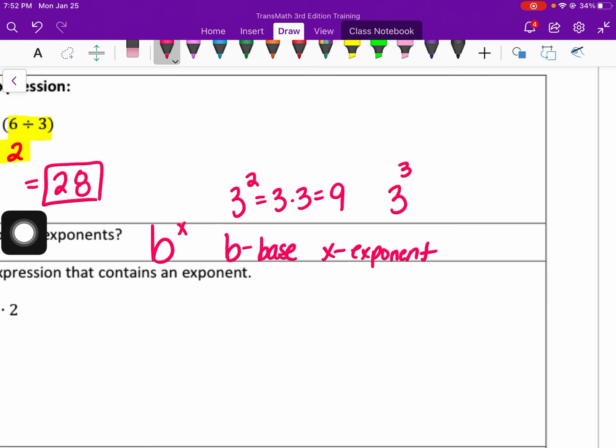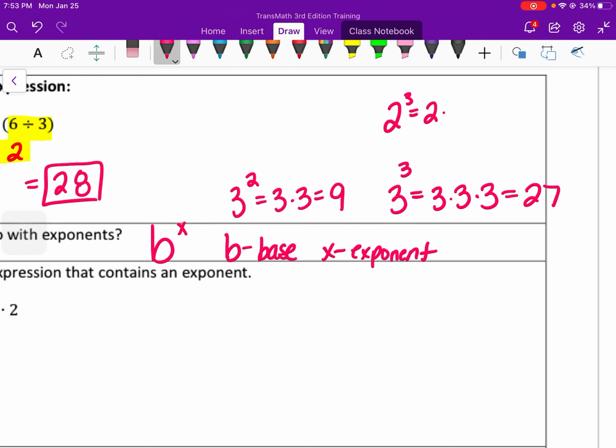If you have 3 to the third power, that means you multiply 3 times 3 times 3. 3 times 3 is 9, times 3 more would be 27, etc. So like 2 to the third power would be 2 times 2 is 4, times 2 more would be 8.